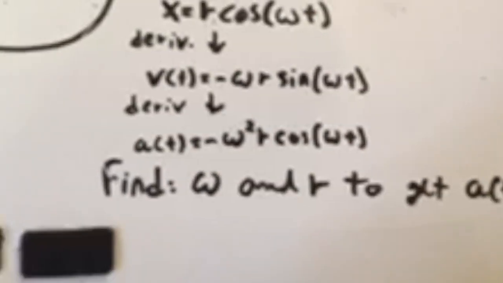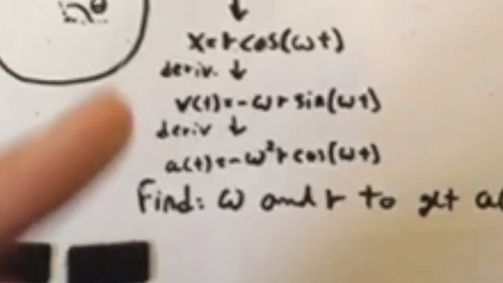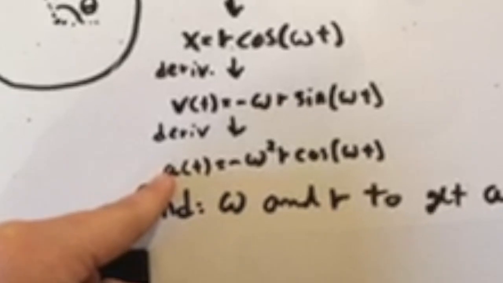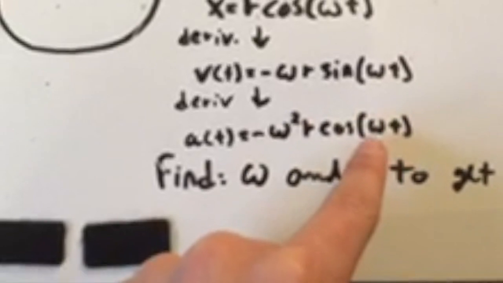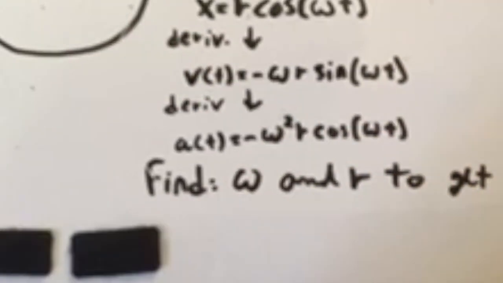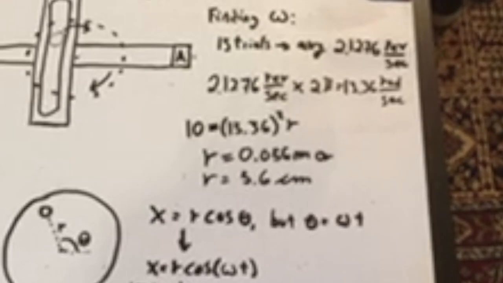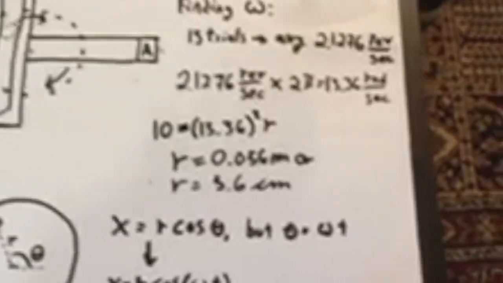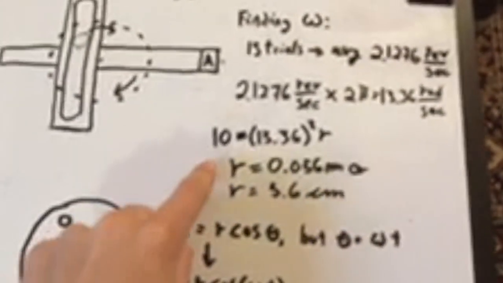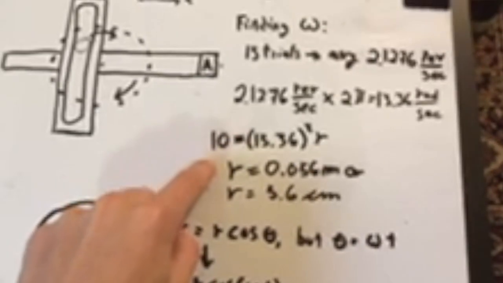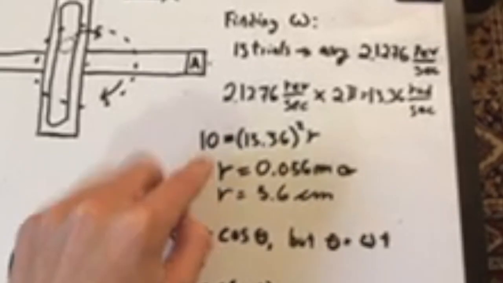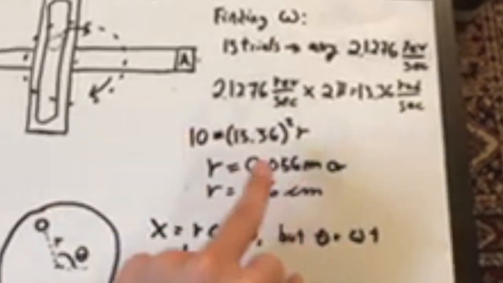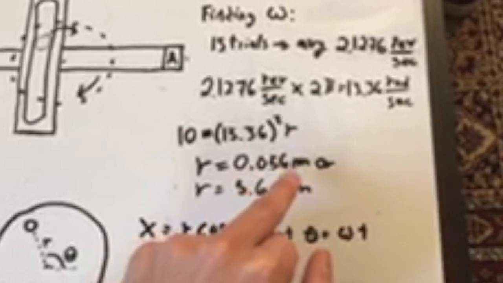Once we found that, we come over here and we plug it into our acceleration equation, plugging in 10 meters per second squared for the acceleration, 13.36 radians per second for omega squared, and solving for our R. After plugging these in, in order to find the radius that we need to achieve this acceleration, we got 0.056 meters.